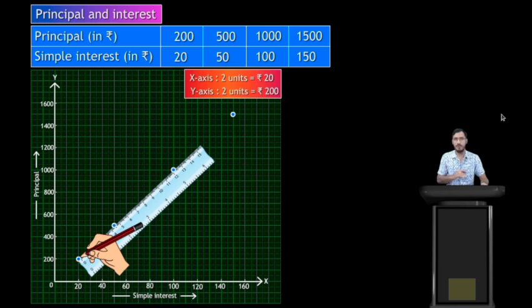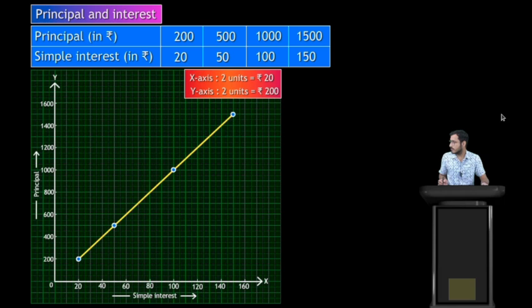Now join all 4 points here. Okay, so when we join all 4 points like this, you can see it's a straight line, that means linear graph.